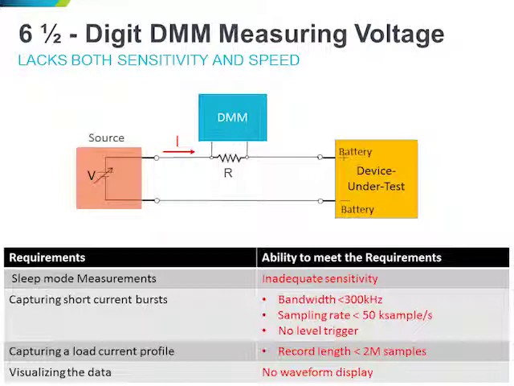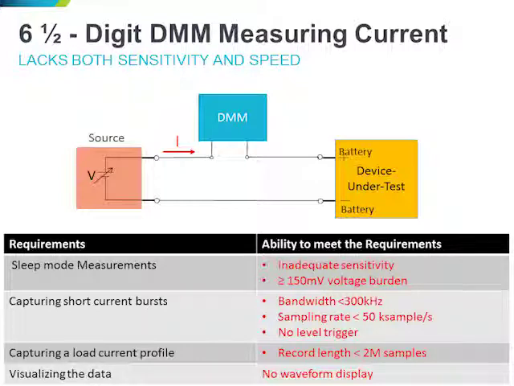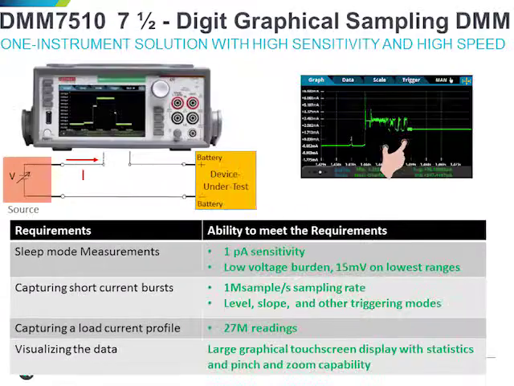DMMs typically do not have high sampling rates. 50 kilohertz is fast for a DMM, nor do they have wide bandwidth or large data storage banks. A typical DMM cannot solve any of the measurement challenges. Using a DMM in the current measurement mode does not offer any advantages over the voltage mode. Neither the voltage nor the current function of a DMM adequately address the measurement challenges.